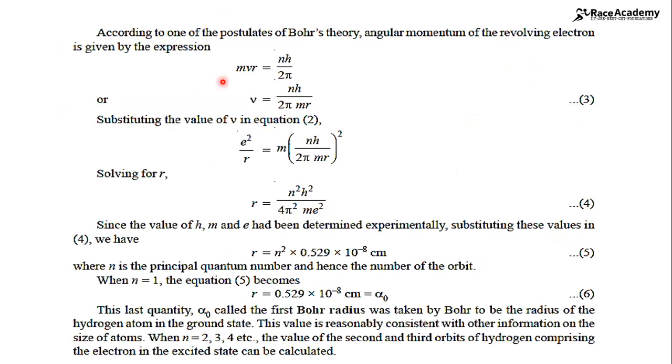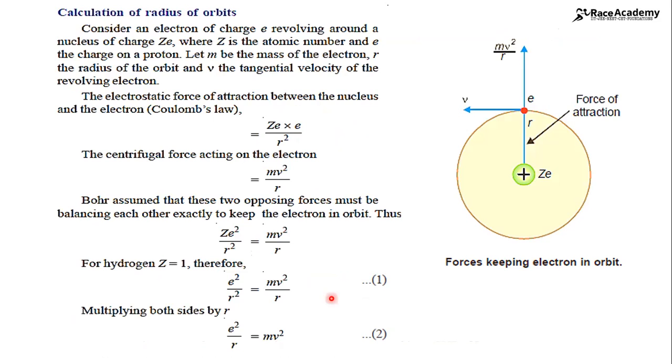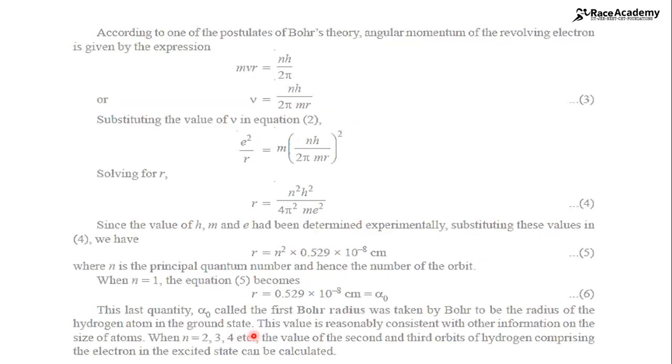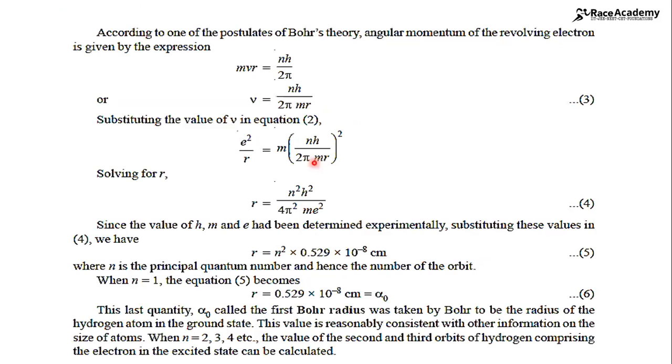Now, according to one of Bohr's postulates, the angular momentum is quantized. So for this you can say mvr is equal to nh by 2 pi. From this, we can find the velocity, and that velocity can be substituted in the second equation, where e square is equal to mv square. Thereby, you will get the radius value n square h square by 4 pi square m e square.